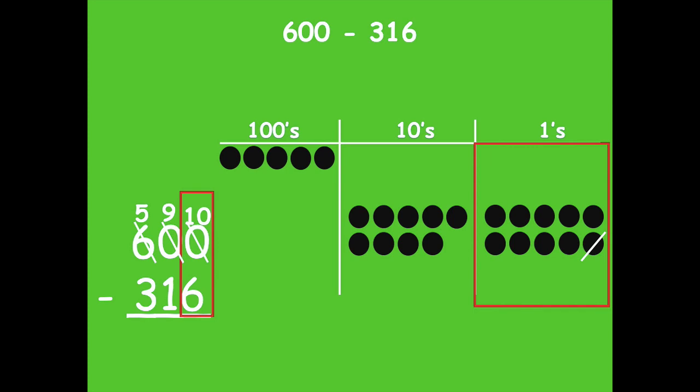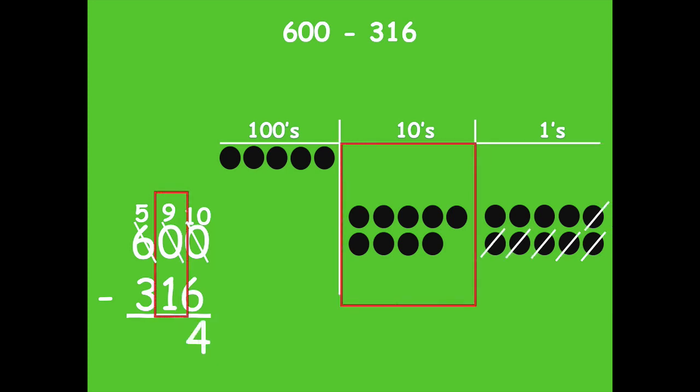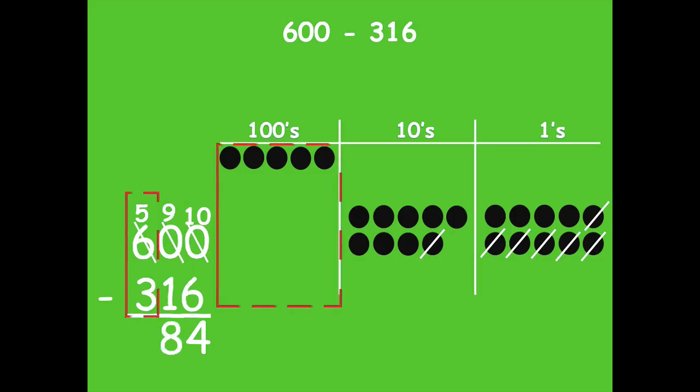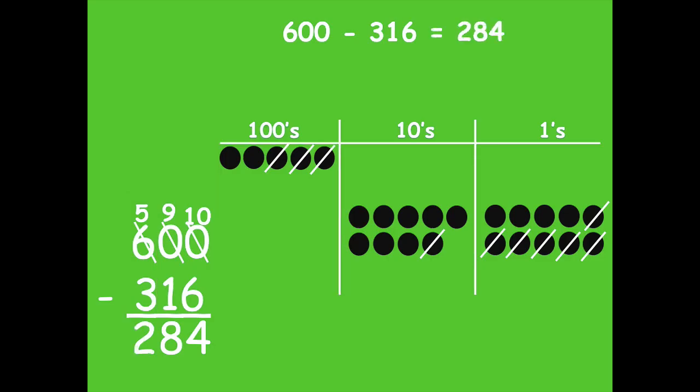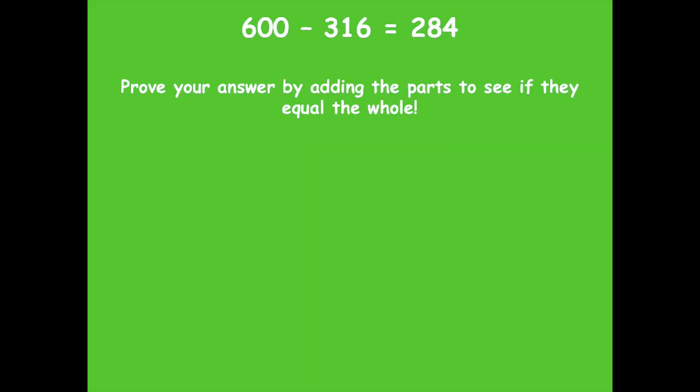So 10 minus 6 in the ones place would give us 4. In the tens place, 9 minus 1 would leave us with 8. And in the hundreds place, 5 minus 3 would leave us with 2. So 600 minus 316 is 284. Did you guys get that? Okay, awesome. All right, now I want you guys to prove it.